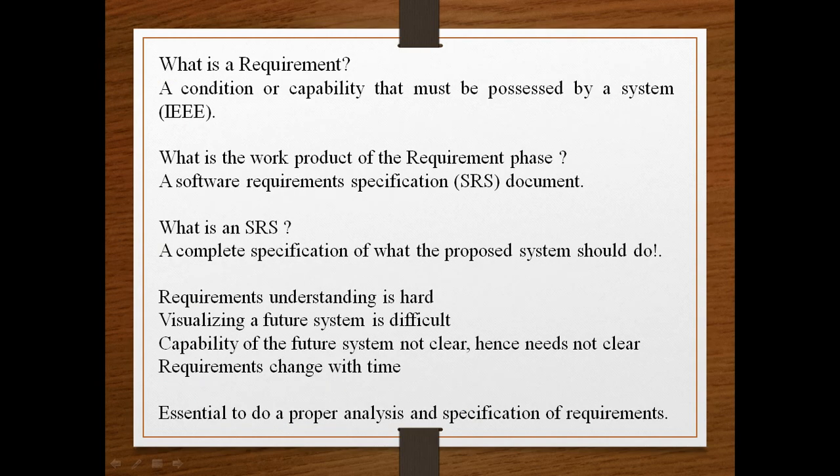So what is a requirement? A condition or a capability that must be possessed by a system, that was stated by IEEE. What is the work product of the requirement phase? A software requirement specification document is called the work product of the requirement phase. That means at the end of your requirement phase, what you are going to have is called the SRS document.